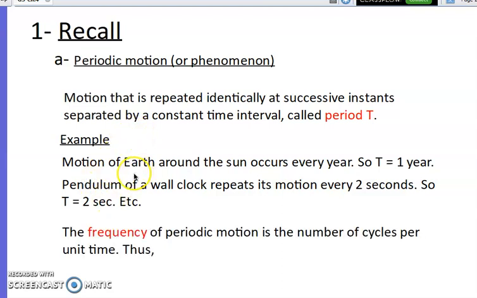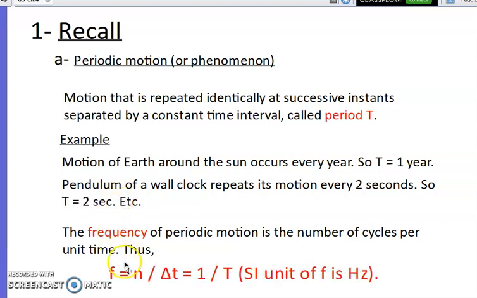Now the frequency of a periodic motion is the number of cycles per unit time. So the number of times repeated within a certain time interval represents the frequency. Okay? So the frequency, as you see, f equals N over delta t: the number of oscillations, or cycles, or repetitions per unit of time, meaning per time interval delta t. And it's also 1 over the period. Okay? So if time is in seconds, the frequency becomes in hertz, as you see. Okay, any problem?